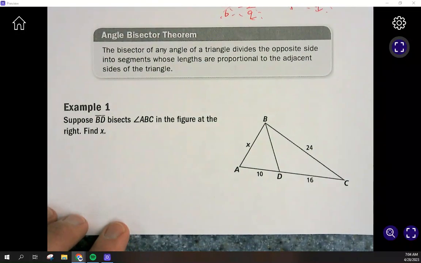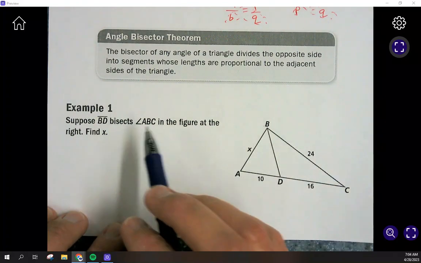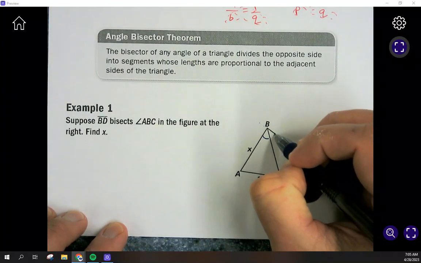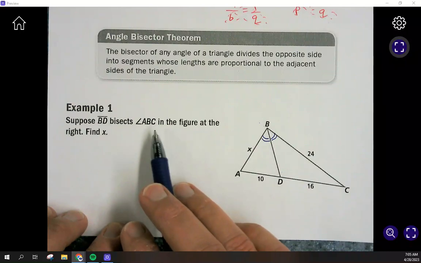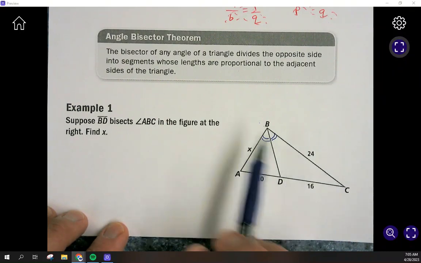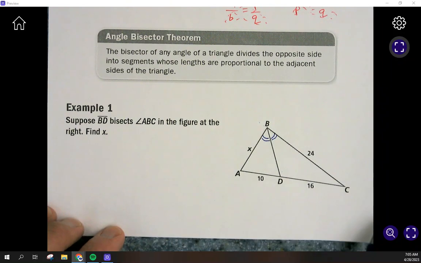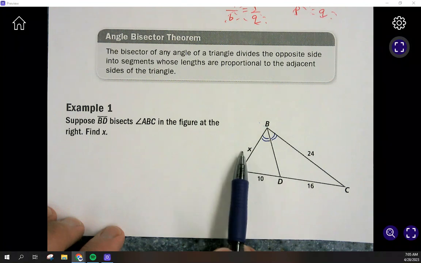Let's run down to example number 1. Suppose that BD, this line segment, bisects angle ABC. So if it's bisected, that means that these angles are equal to each other. They want you to find X. So based on this angle bisector theorem, I can set up two equal ratios called a proportion and then cross multiply to find my missing piece.